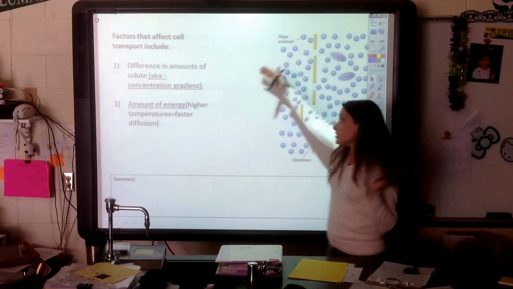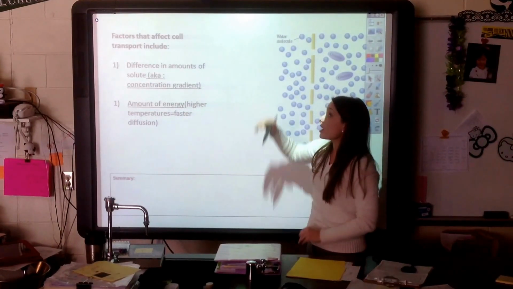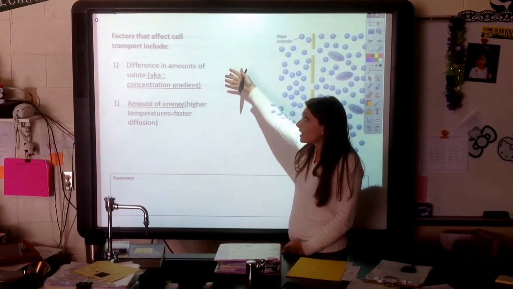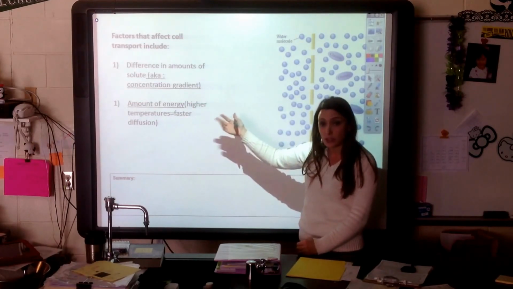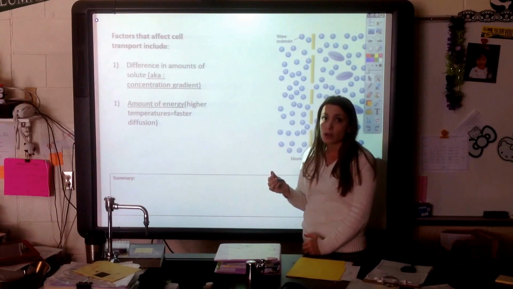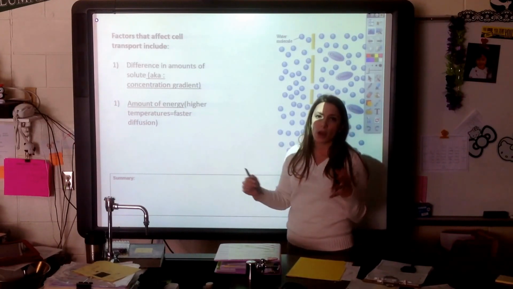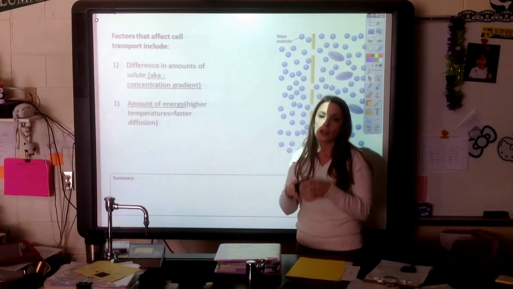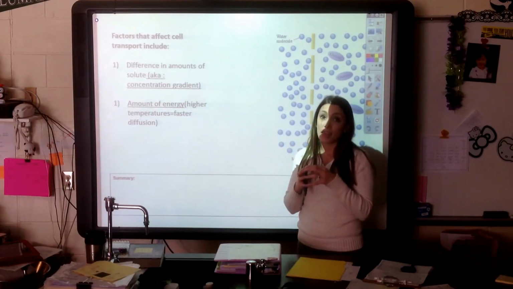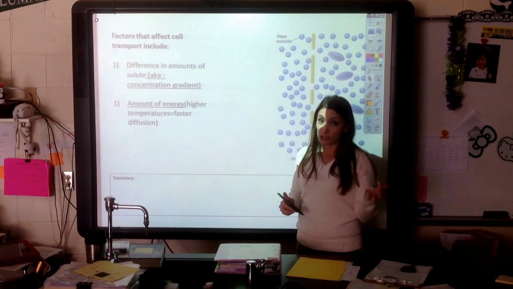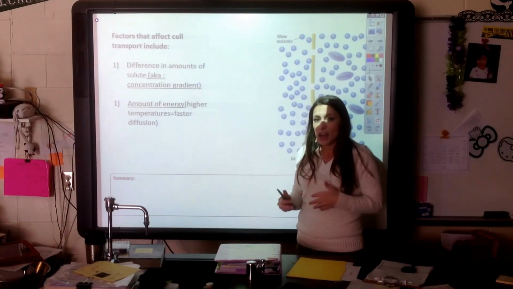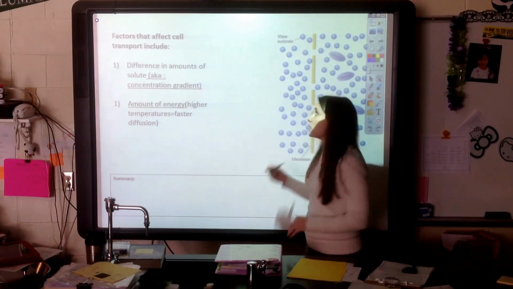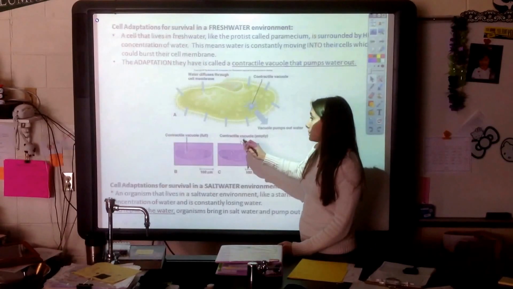We did also go ahead and take notes about how the concentration gradient can affect cell transport, and the amount of energy or temperature can affect cell transport. So all of this is talking about what happens when you put a cell in an environment. But that doesn't help the cell maintain homeostasis. We just saw cells swelling and bursting or shrinking and dying. How does a cell maintain its environment?